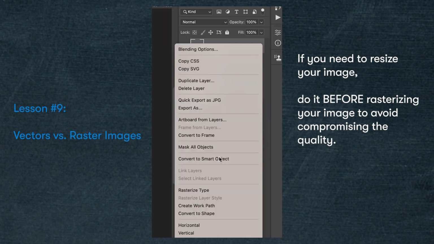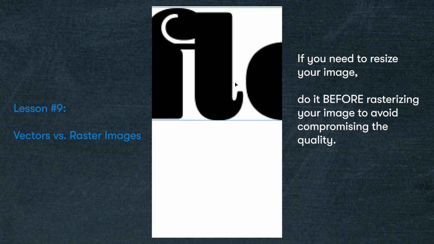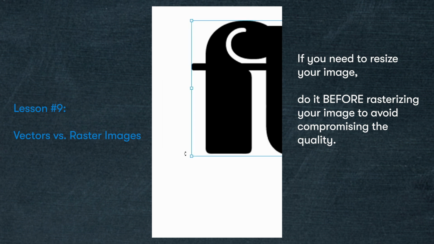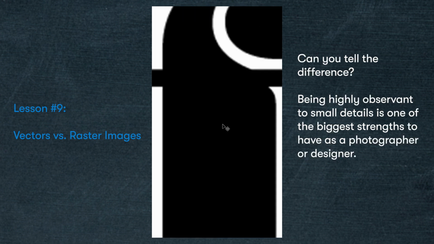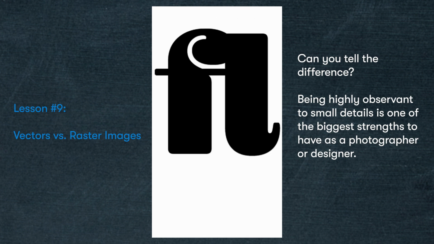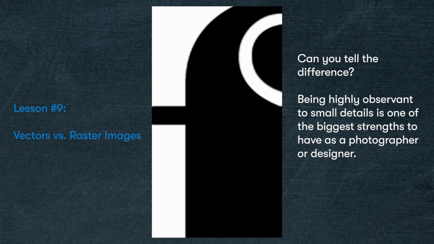and then I'm going to resize this image to show you the difference between trying to resize a raster versus resizing a vector. Now I'm toggling between the same images that were resized, except one is a raster and one is a vector. It's very subtle, but can you tell the difference? This is a great exercise to practice observing very, very small details.